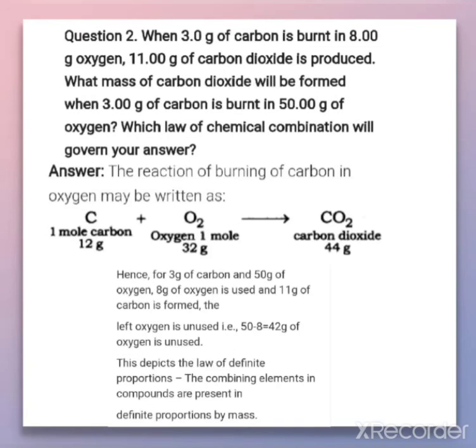Since here only a definite amount of oxygen is combining with a definite amount of carbon, which law actually governs this concept? That is the law of definite proportion, because the combining elements in the compound are present in a definite proportion by mass. That is fixed here. The combining is taking place in definite proportion. Therefore, we can call this law the law of definite proportion.